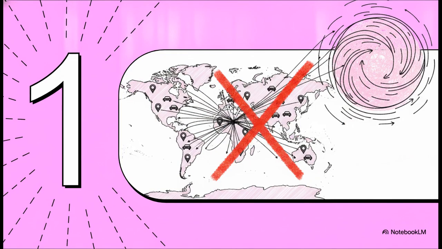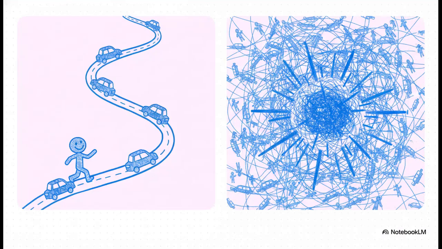Okay, Section 1. The billion calculation problem and why naive search fails. Let's dive right into this. To really appreciate the brilliant solution they came up with, you first have to understand why the obvious approach completely fails. In computer science, we call that obvious approach a naive search.